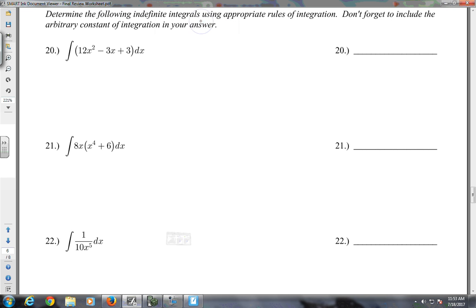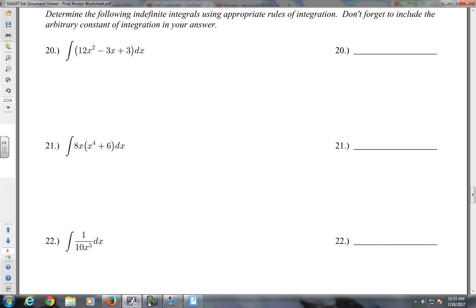We have arrived at page 6 of our final review worksheet. In this segment, we're going to be working problems dealing with indefinite integrals. This is the reverse differentiation process. So if you've done your homework and you've learned your derivatives, we're simply applying those in reverse.